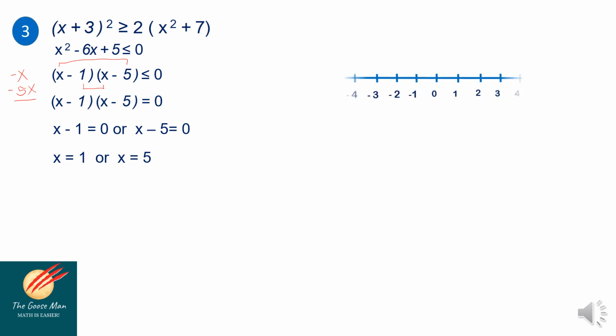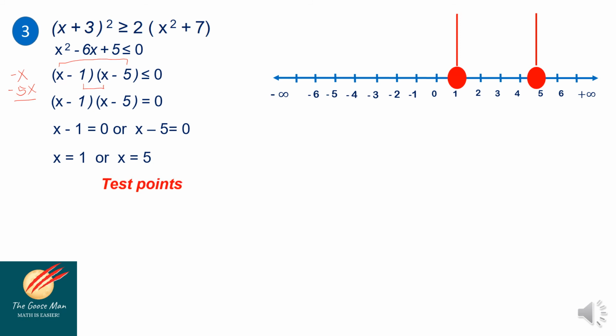So these are our boundaries in our number line. Okay, but take note that this is less than or equal to 0. So if we go back to our original inequality, 1 and 5 are actually part of the solution. So that is why we put here, guys, this shaded part. Next, we want to find out which of the following regions are actually part of the solution. So we will have our test points.